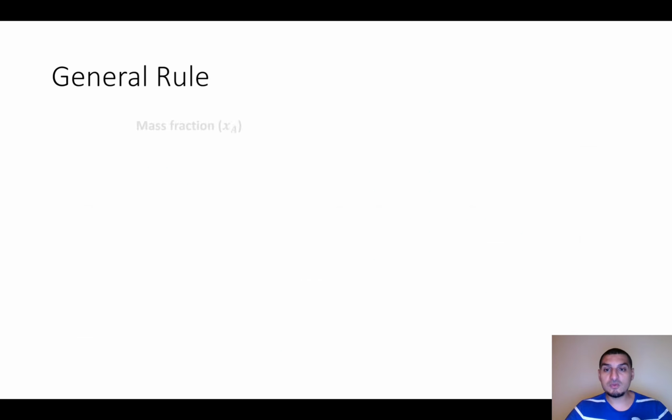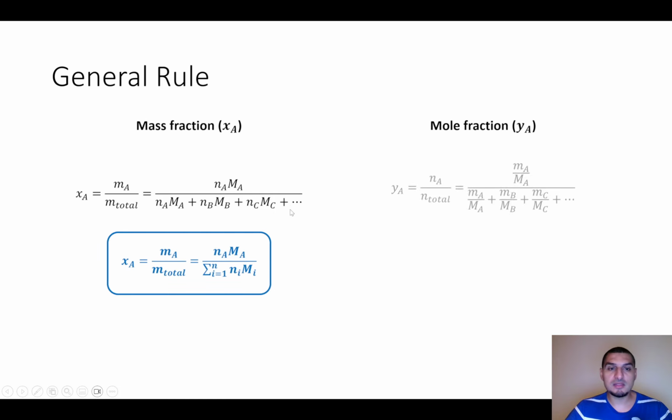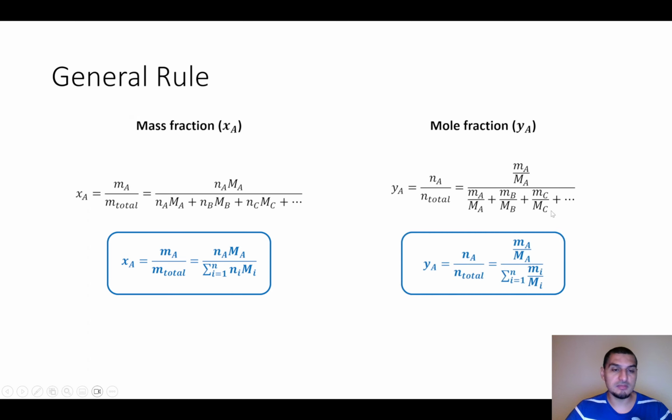So just to put everything in a general rule, the mass fraction is M over M total, which can be put in this form as N m divided by the sum of N m's, and the same for mole fractions, N over N total, which can be put as M over M_i divided by the sum of M over M_i. So just a general rule that you can use in case you have masses and you want to calculate the mole fraction, or you have moles and want to calculate the mass fraction.